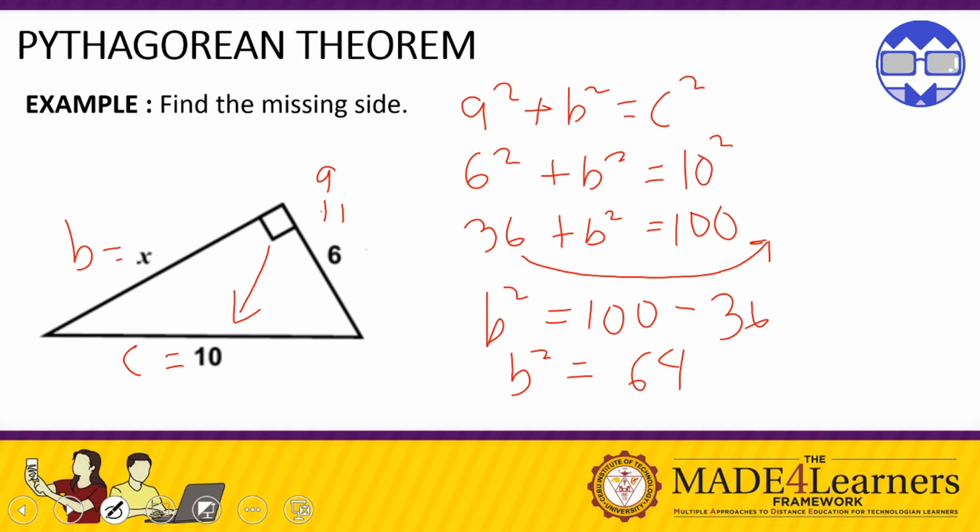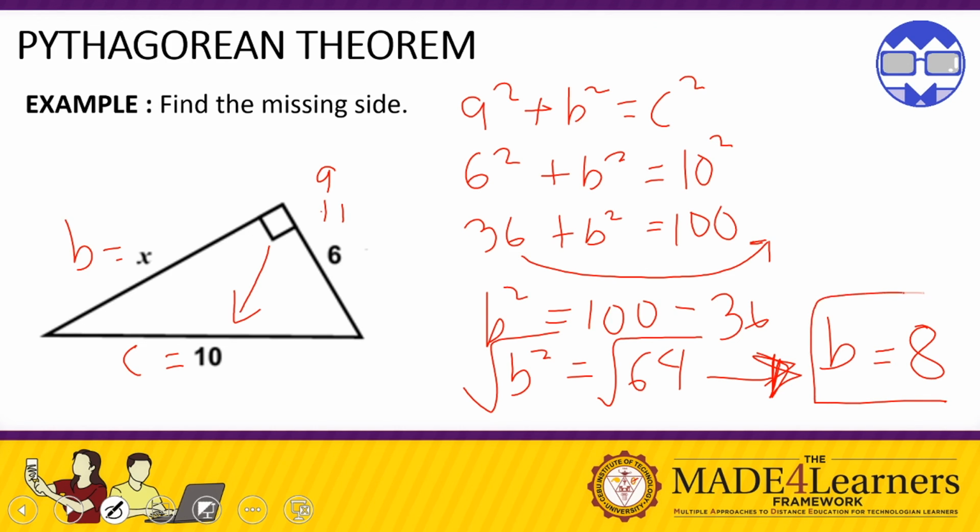Then again, we're only looking for B, so we'll take the square root of B squared, and of course 64. This will give us B equals the square root of 64, which is 8. And again, taking the principal root, which is positive, B is 8.